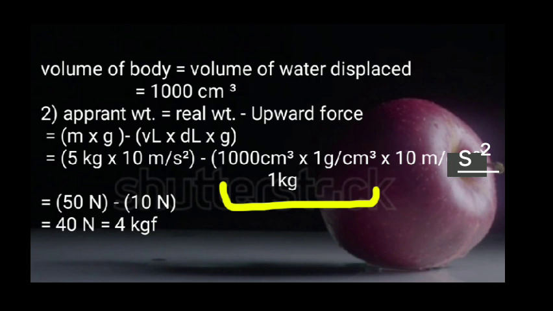where the mass m is 5 kg and g is the acceleration due to the gravity, which is 10 meter per square second. VL is the volume of the liquid displaced, which is 1000 cubic centimeter. DL is the density of the water. Since it is not given in the question, we have to take the known value of 1 gram per cubic centimeter, and g is 10 meter per square second.